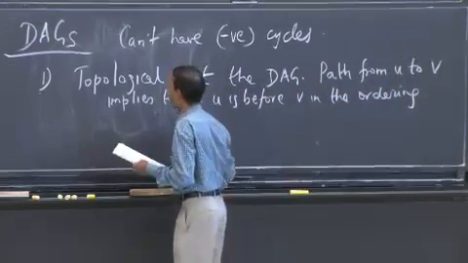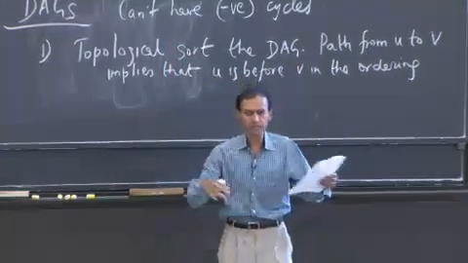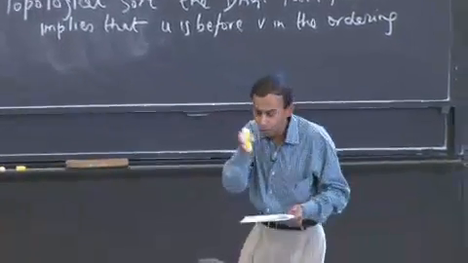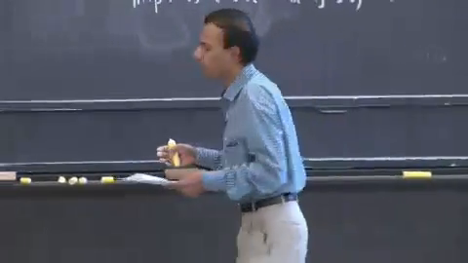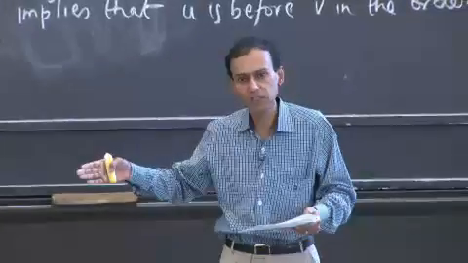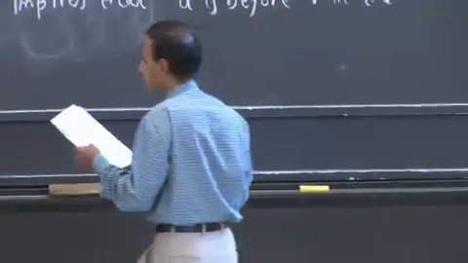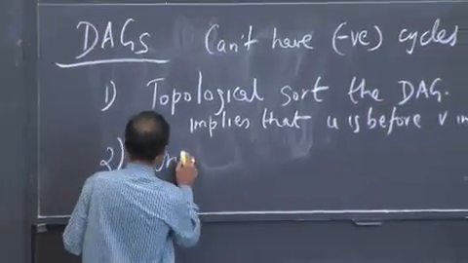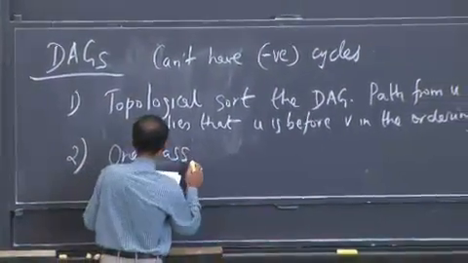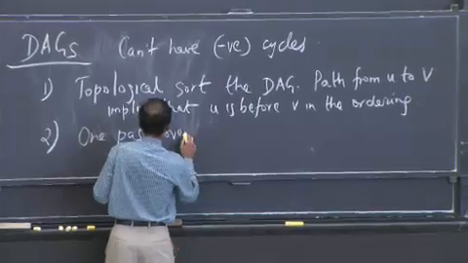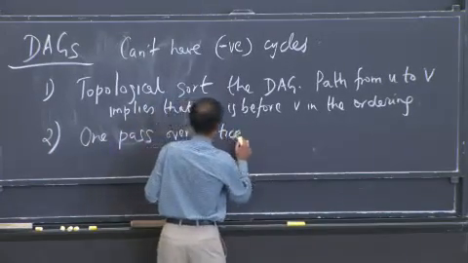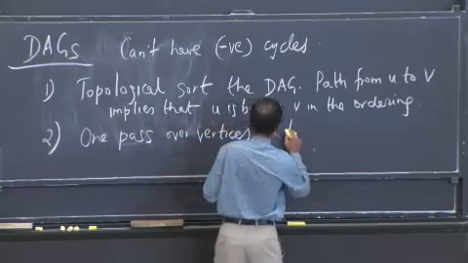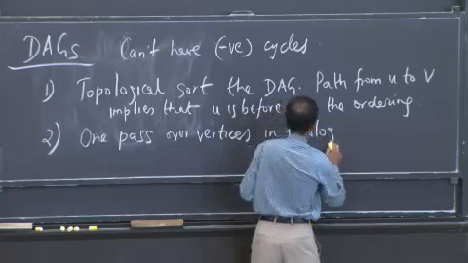And once you do that, I'll show you an example, you have this linear ordering, and we're just going to go through in order from left to right, relaxing these edges, and we're going to get our shortest paths for all the vertices. So the second and last step is one pass left to right over the vertices in topologically sorted order.